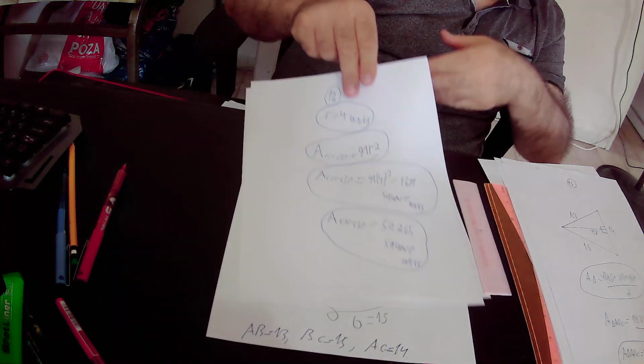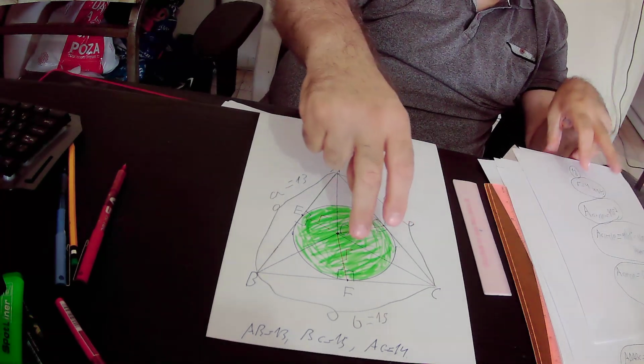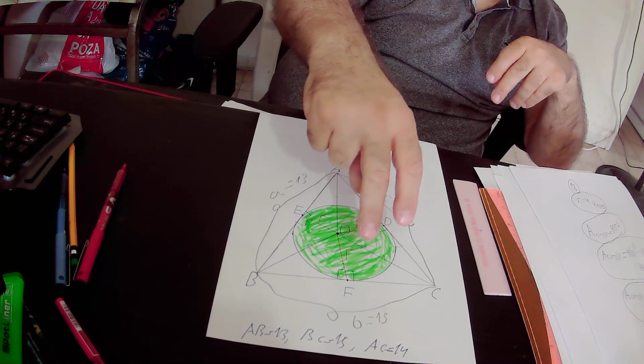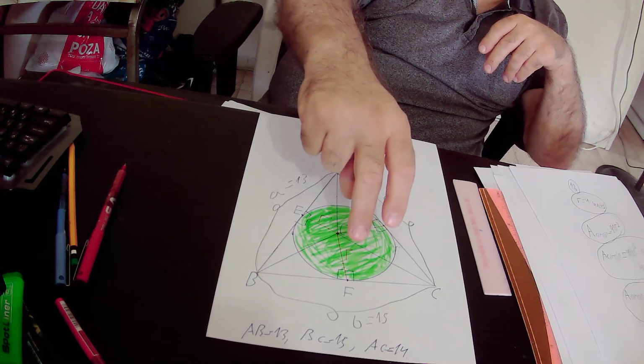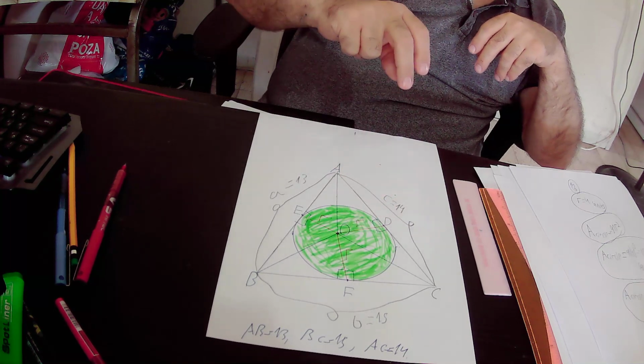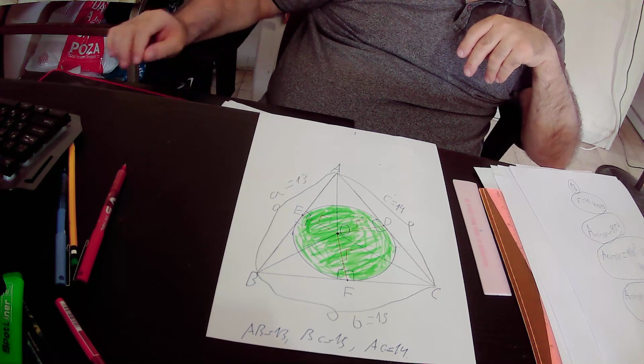Again, the area of this green circle equals either 16 pi square units, or in terms of numbers, 50.265 square units. Okay, thank you very much.